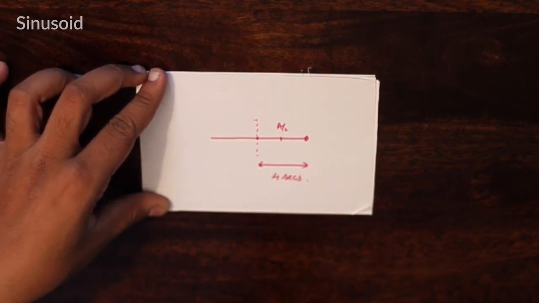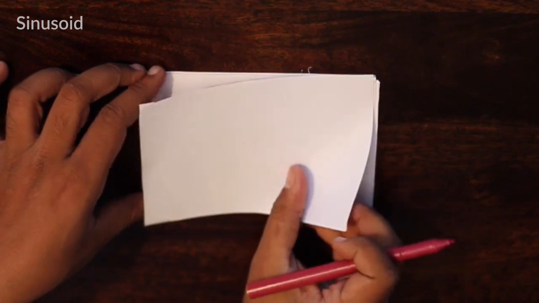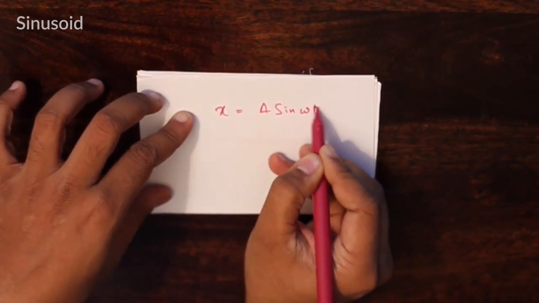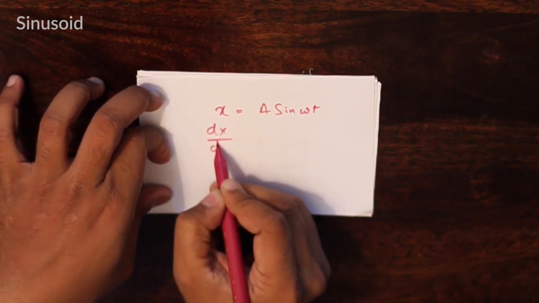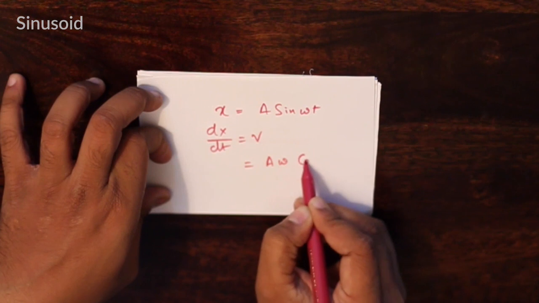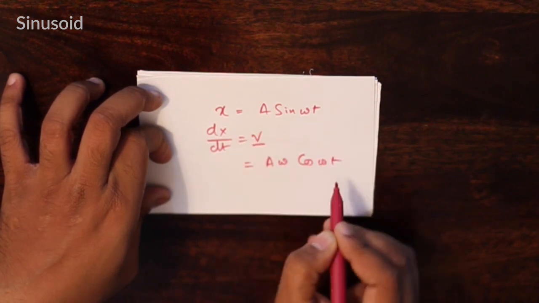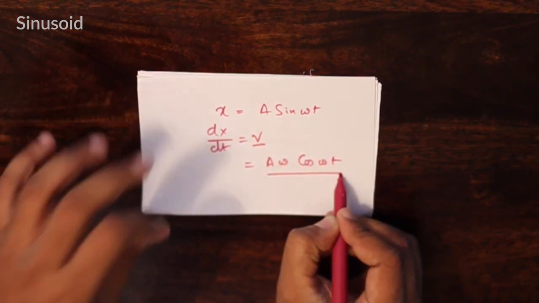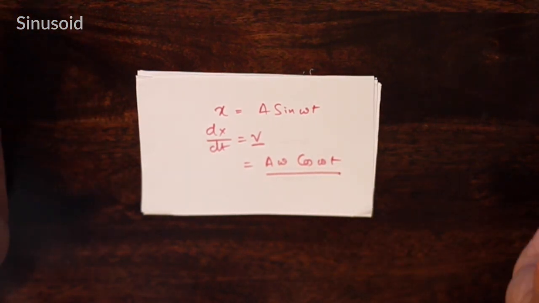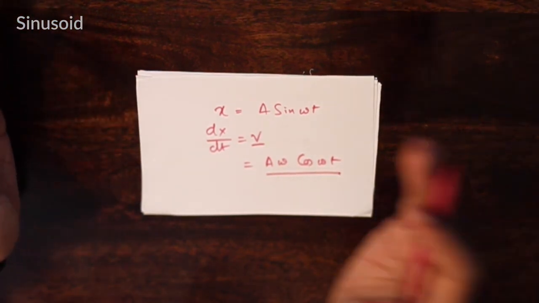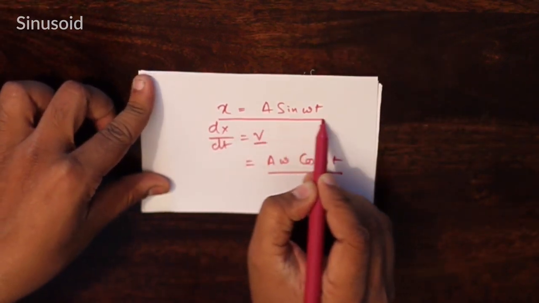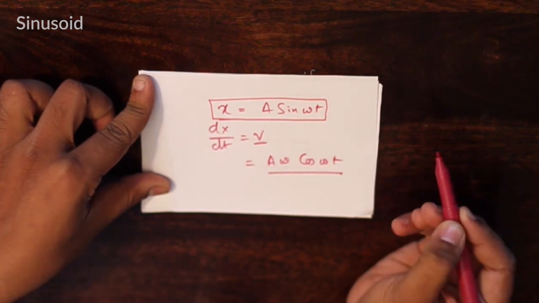The body's velocity, given the fact that x is equal to A sin ωt, then dx/dt, which is the velocity, is Aω cos ωt. The velocity itself is changing with time. So you do not have a linear situation where it takes 4 seconds to cross A and therefore 2 seconds to cross A by 2. So what is actually happening? Your x is changing sinusoidally.